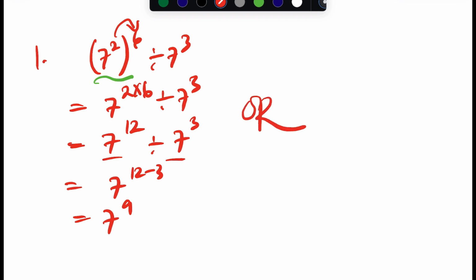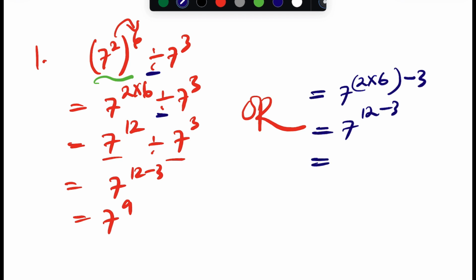Alternatively, to make it easy, in the following step, you can say 7 to the power 2 times 6. Since there's a division here, you can say minus 3, which is 2 times 6 is going to be 12. 12 minus 3, it's going to be 7 to the power 9.